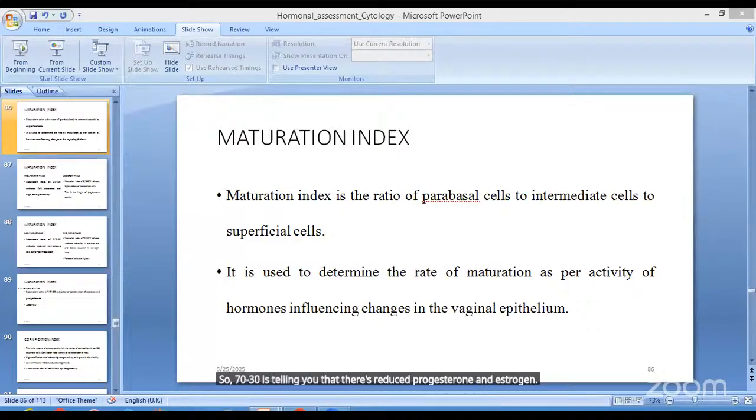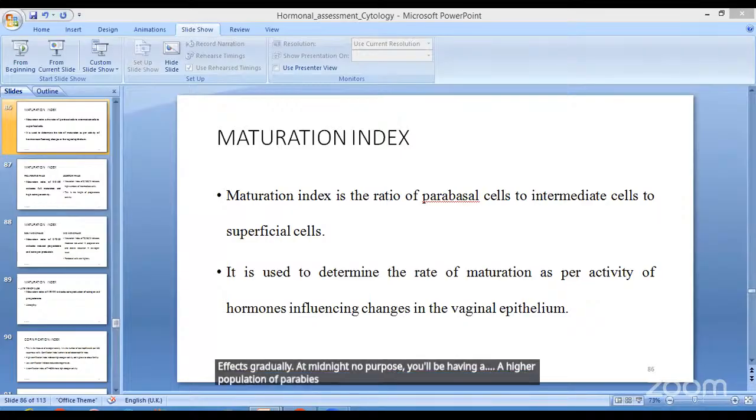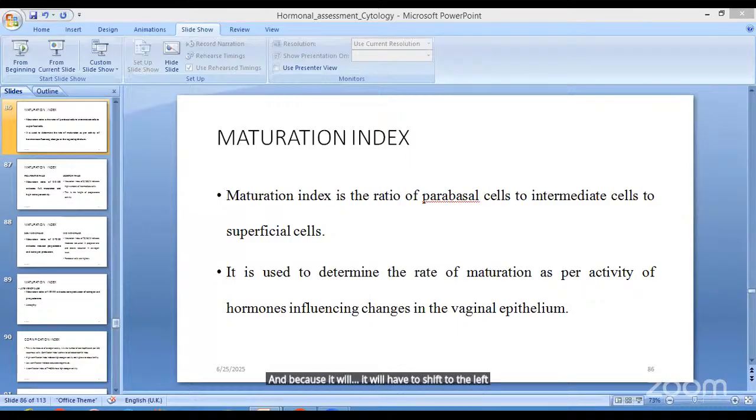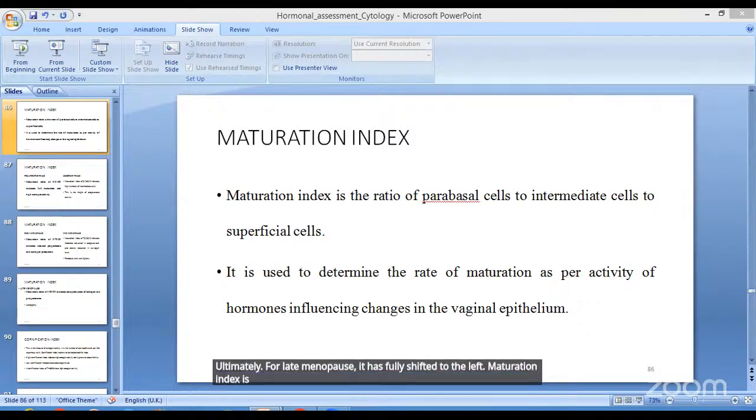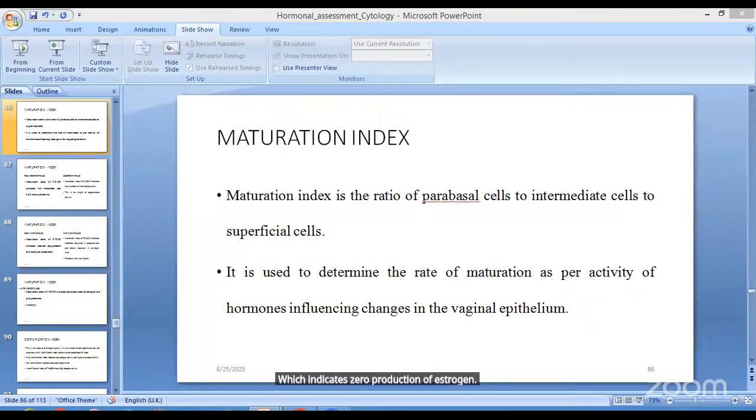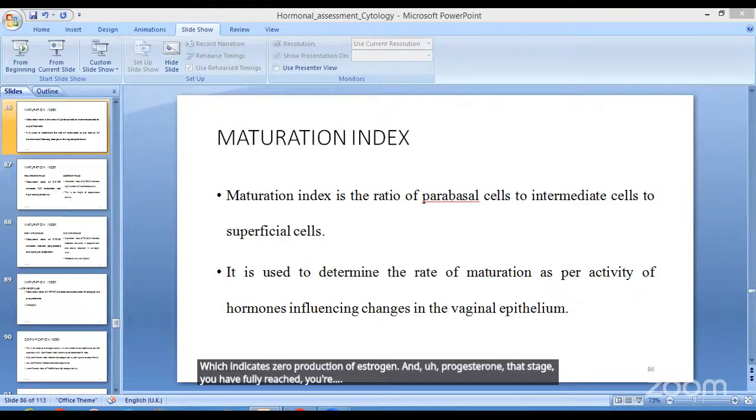At mid-menopause, you'll be having a higher population of parabasal cells gradually. So you have something like 70-30-0, 30 for intermediate, because it will have to shift to the left ultimately. For late menopause, it has fully shifted to the left. Maturation index is 100-0-0, which indicates zero production of estrogen and progesterone. At that stage, you have fully reached your atrophic pattern.